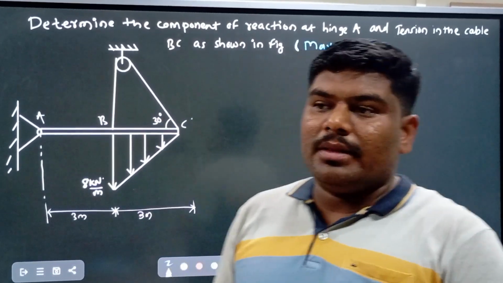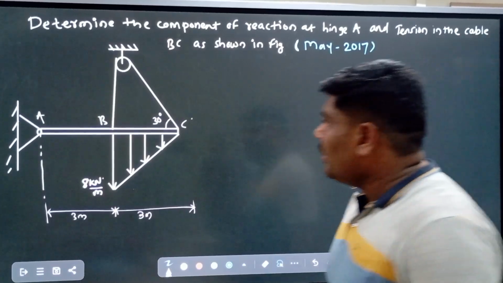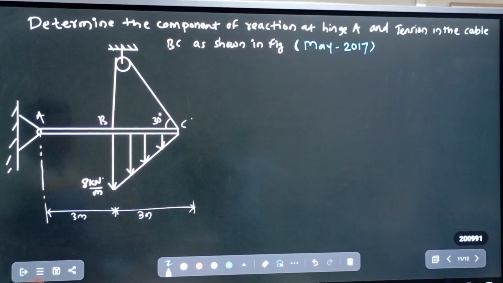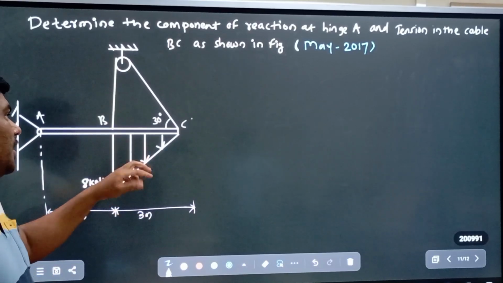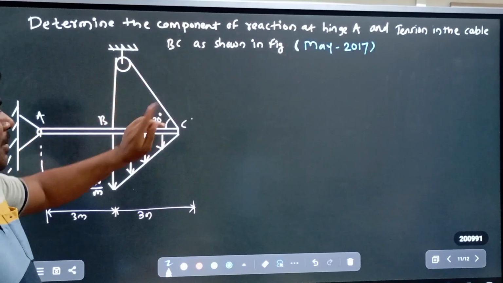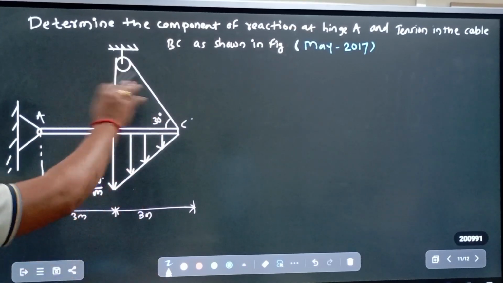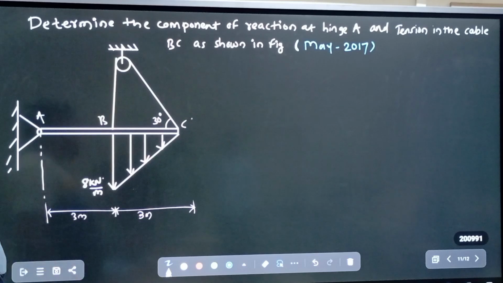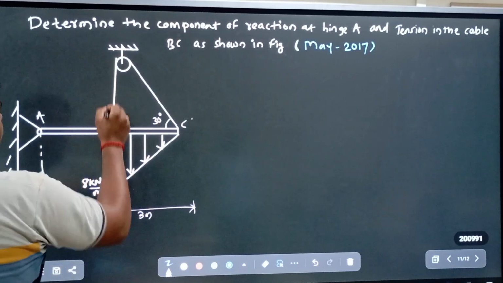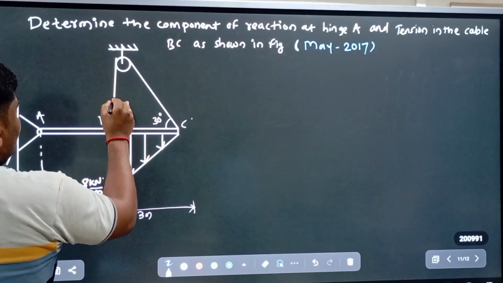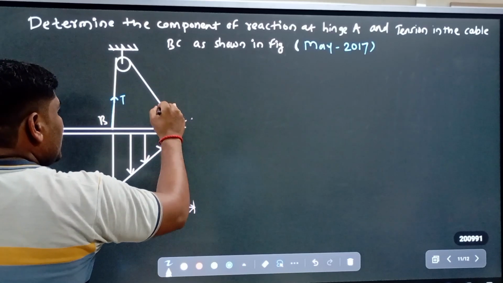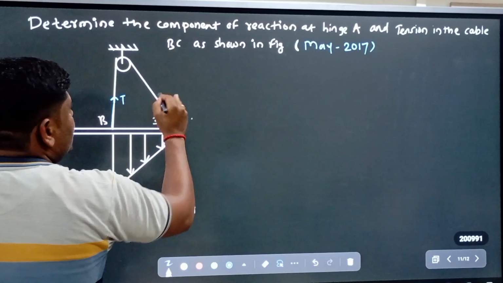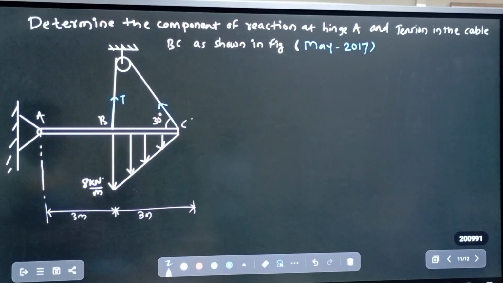Today we are going to solve the numerical on beams. Now here the beam has a hinge support at point A, and is under a uniformly varying load, UVL, and it is supported by the cable. The friction is not given, that means it is a frictionless pulley. Due to that, this side tension T will be equal to this side tension, because it is a cable and we know that all elastic bodies are always under tension.